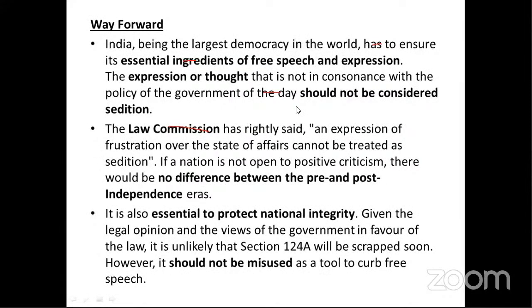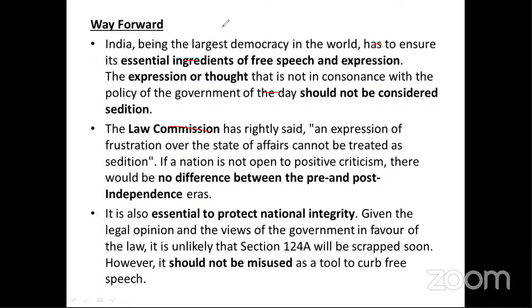What should be the way forward? In future, should the sedition law continue, and if it continues, how should it be used by the government of India? You know very well, India, being the largest democracy in the world, has to ensure the essential ingredient of free speech and expression. Free speech and expression is a very important ingredient for us to call a country a democracy.